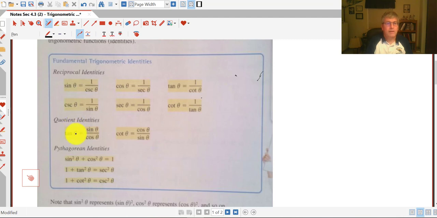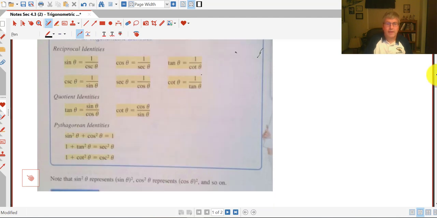Our quotient identities, we've seen this already. The tangent of theta is sine over cosine, and cotangent is cosine divided by sine. And then there are the Pythagorean identities. In the past, we've seen the sine squared theta plus cosine squared theta equals 1. That one we're familiar with, or should be.